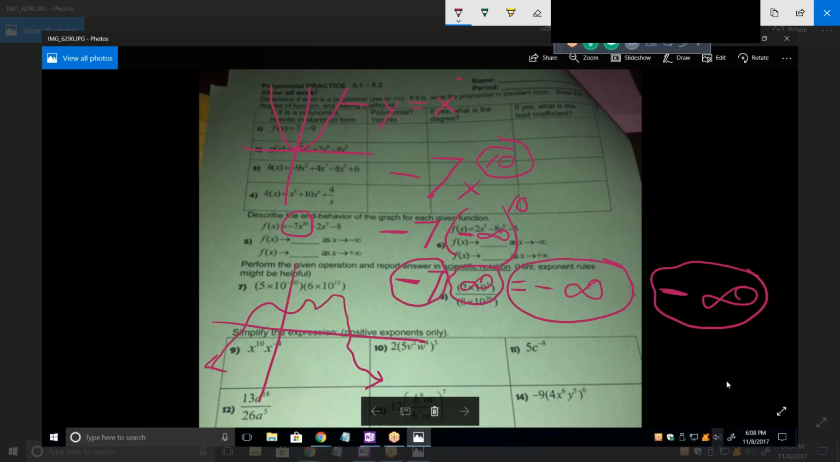Notice the squared is an even number. So if I were to plug in negative infinity or positive infinity, I can see that the end behavior is positive infinity on both sides, because it's an even power.